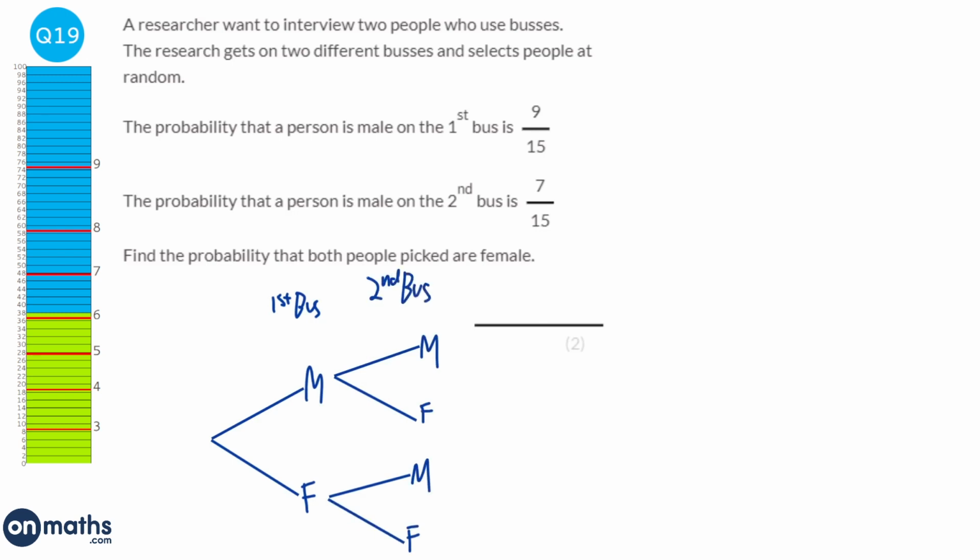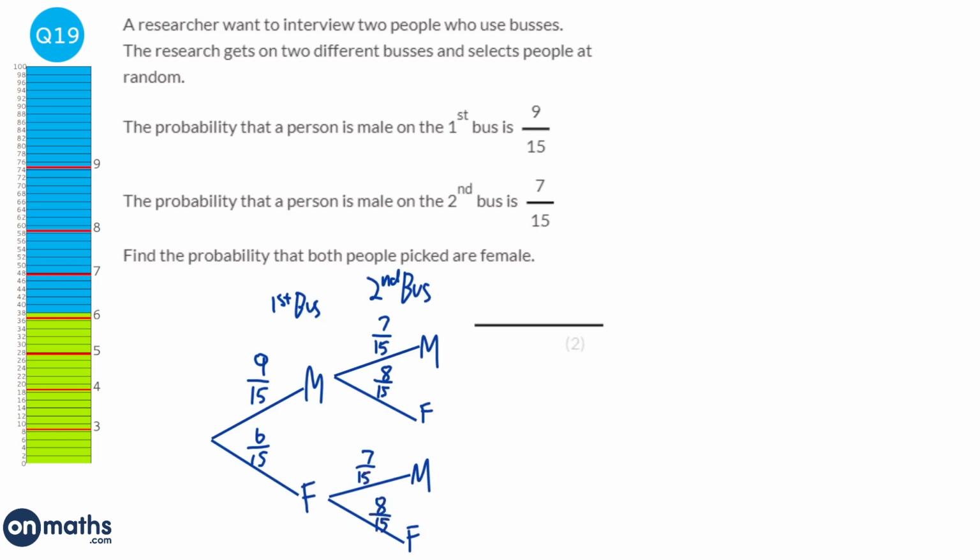So the probability of male on the first bus is 9 over 15. And therefore the probability of female is 1 minus 9 over 15, which would be 6 over 15. Male on the second bus is 7 over 15, and so female would be 8 over 15, because they need to add up to 1. And it's independent, so these will be the same.